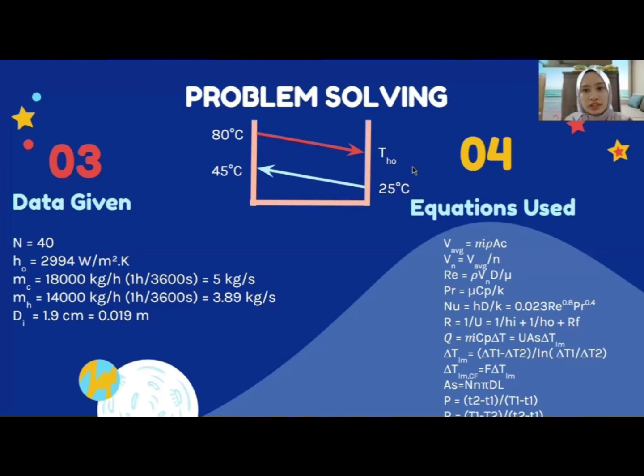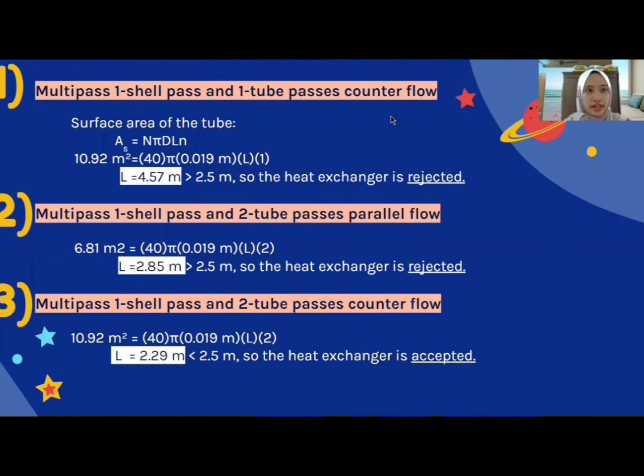On the right side of the slide, these are the list of the equations that we use. This is the temperature change diagram for all designs, since all designs are multipass. The first design is multipass, one shell pass and one tube pass counter flow. So from the surface area of the tube, the length of the tube is equal to 4.57 meter, which is more than 2.5 meter. So this design of the heat exchanger is rejected.